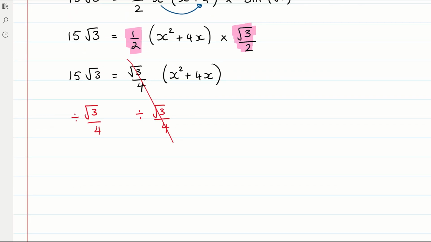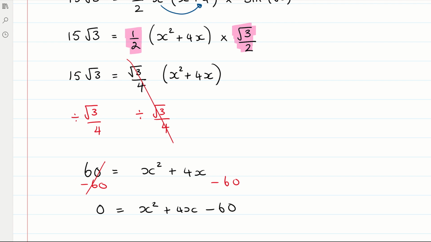So that was 60 equals x squared plus 4x. Well, you can see what that's going to be. It's going to be a quadratic that I can solve. So 0 equals x squared plus 4x minus 60.